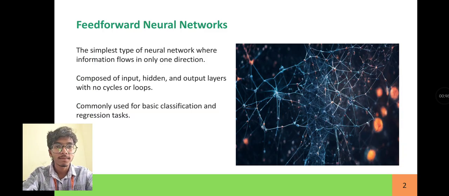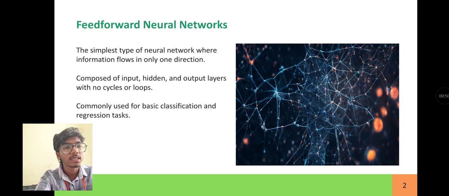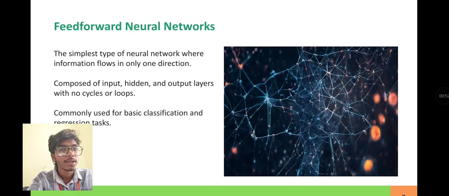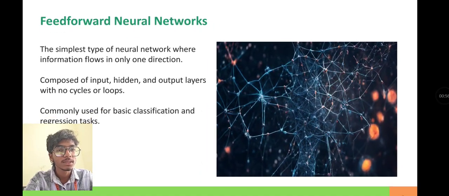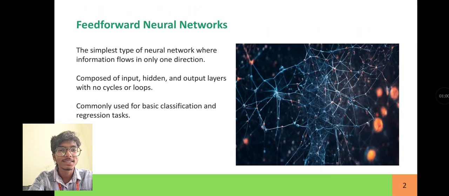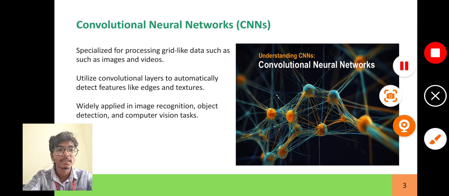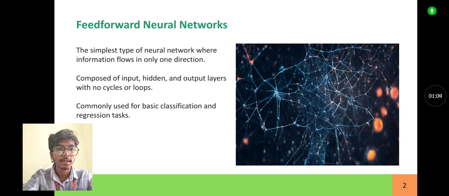The simplest type of neural network, where information flows in only one direction. Here we can see the picture of the feed forward neural network, composed of input, hidden and output layers with no cycles or loops. Commonly it is used for basic classification and regression tasks.